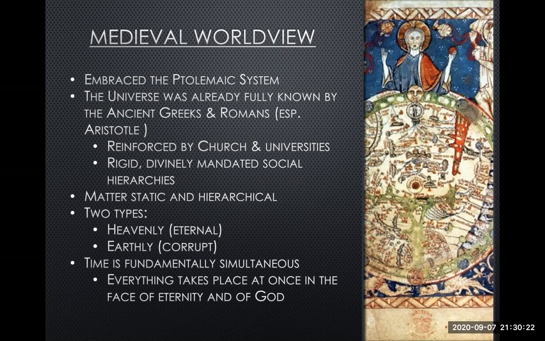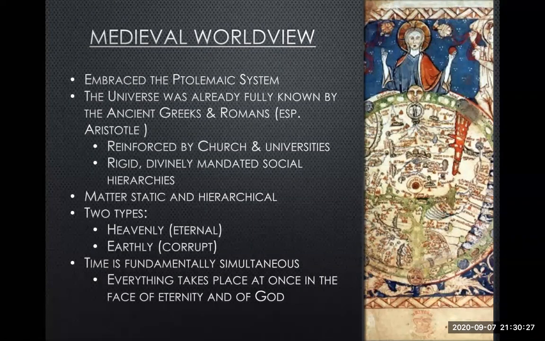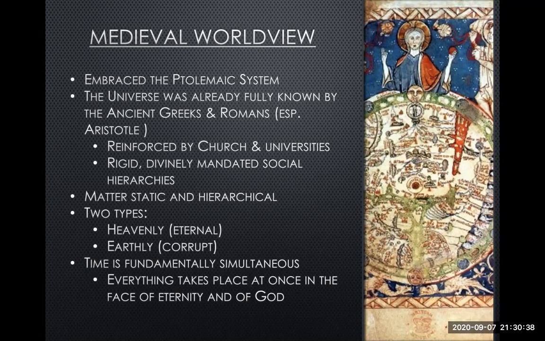So this idea that things are static and hierarchical, that the earth itself is static and all these social systems set in place are also static. What we also see in the Middle Ages is the idea of two types of matter. You have heavenly matter that was eternal, and earthly matter that was corrupt. So you get a fundamental difference between the things of this earth, the things of our world, the things of man, and the things of the heavens, which are eternal and incorruptible. And we see here the idea of time being fundamentally simultaneous.